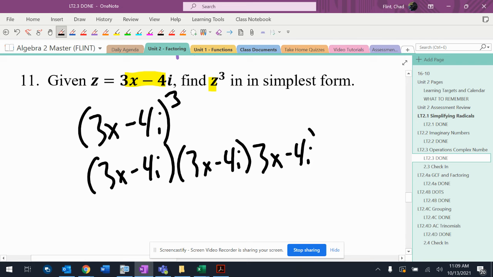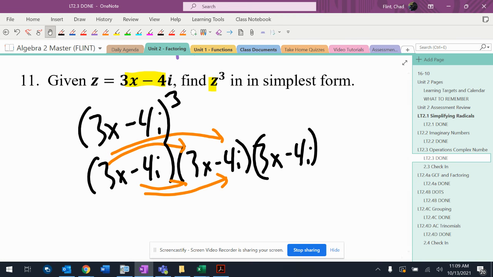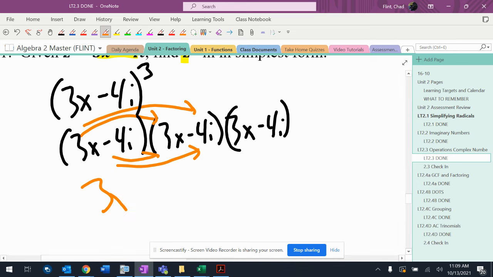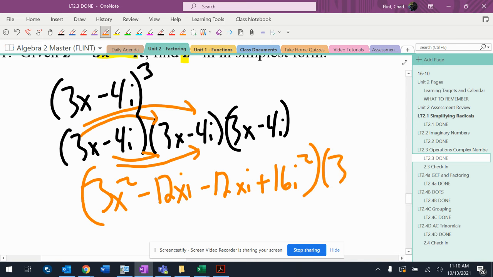3x minus 4i. Now, there's a lot of ways to attack this, but the most important thing is you can only multiply 2 things together at a time, which means that I can't do all 3 of these at the same time. So I need to do this first. So I'm going to get 3x squared minus 12xi minus 12xi plus 16i squared, times 3x minus 4i.